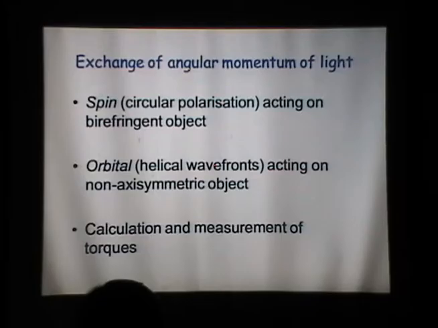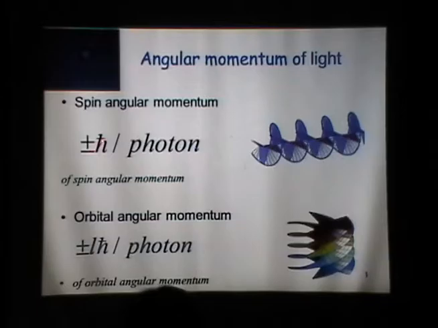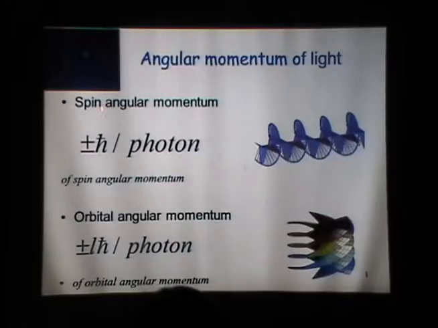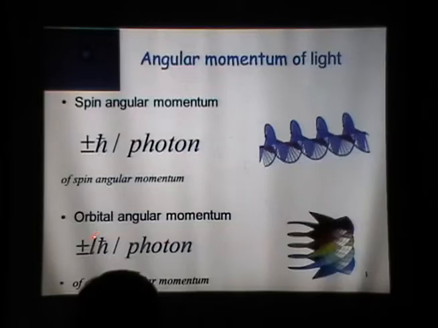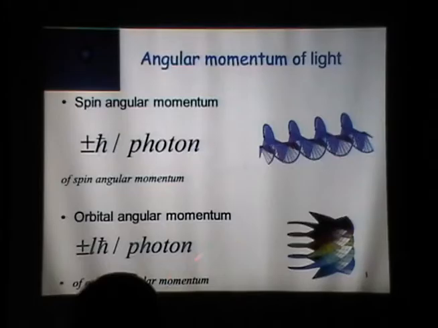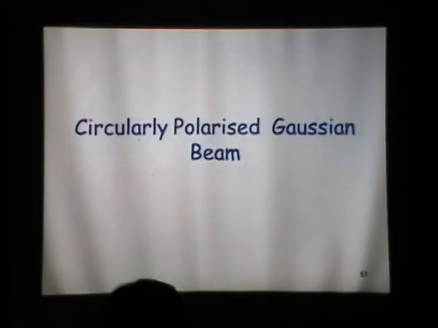Okay, so here is the summary of what I said up to now. I have spin angular momentum. This is my electromagnetic field, and I have now plus or minus h bar per photon of spin angular momentum. So it's either left-handed or right-handed circularly polarized light. And I can have orbital angular momentum, and I will then have plus or minus l h bar per photon of orbital angular momentum if I have fancy laser beams like this. And then of course I can combine the two because this type of laser beam can also be circularly polarized.